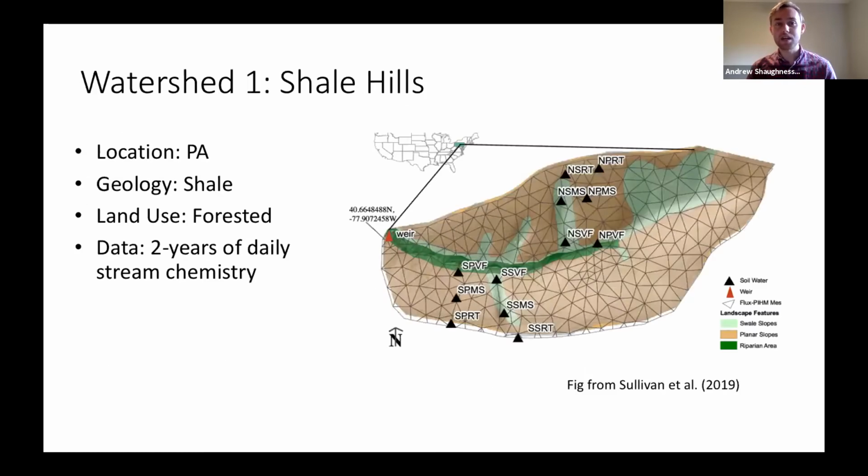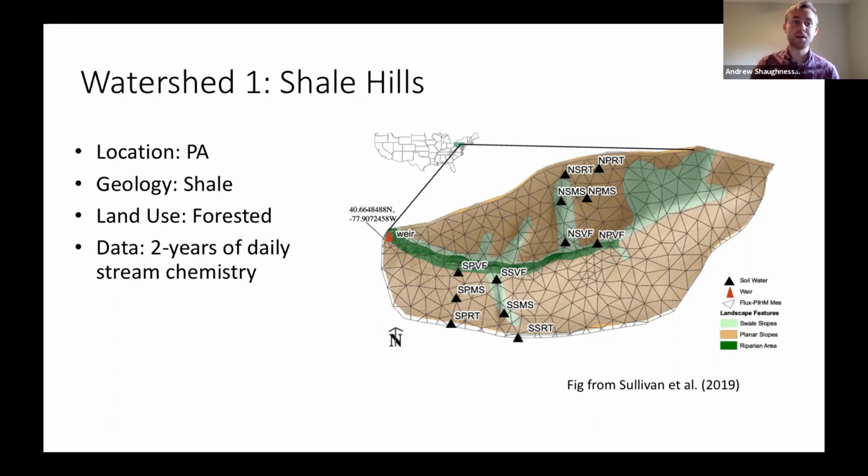Okay, so we're going to start at Shale Hills, where we have a lot of data on the rock chemistry, the soil chemistry, the water chemistry, the groundwater chemistry, the atmosphere. We have every measurement under the sun here at Shale Hills. So we're going to think really critically about using this model at Shale Hills. And then I'm going to apply it to two other watersheds where we don't have that same kind of level of information.